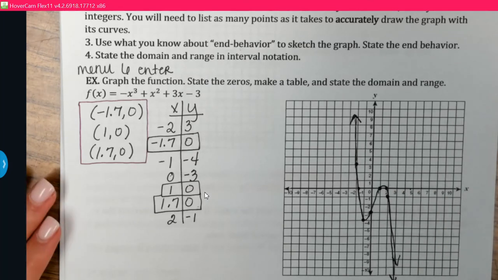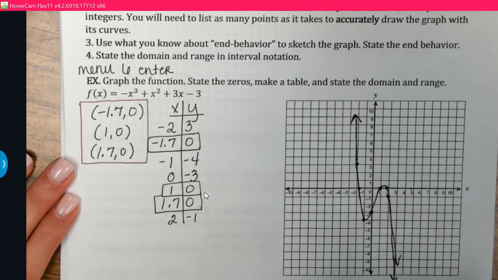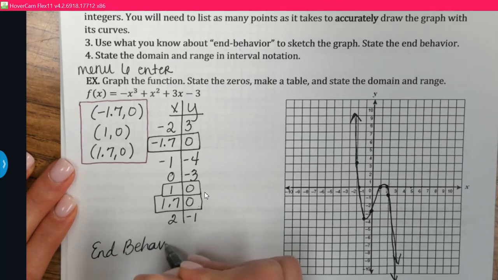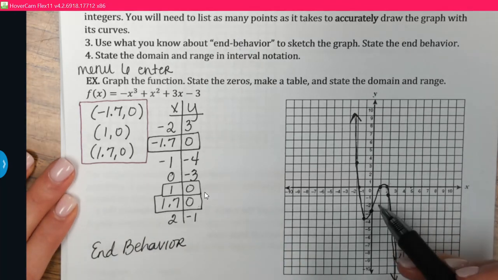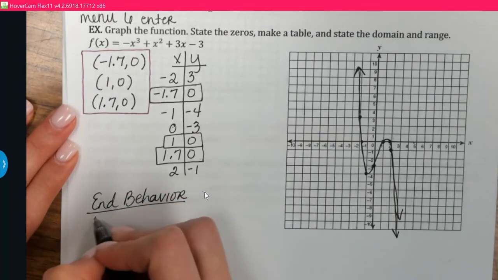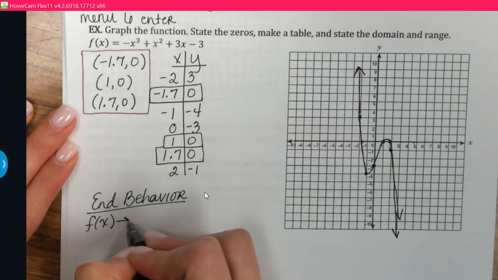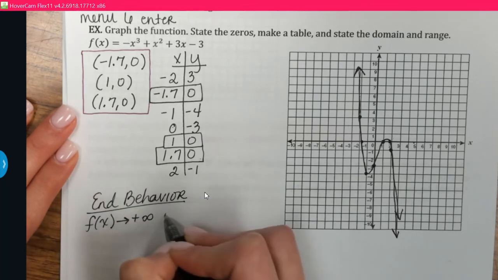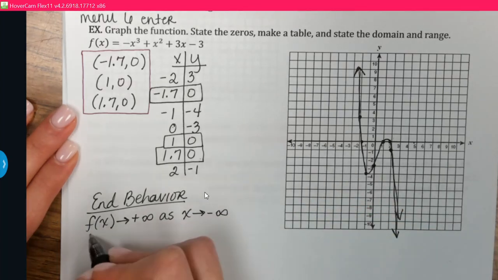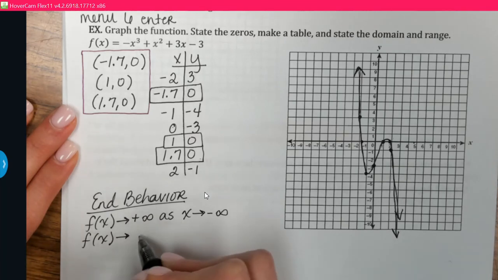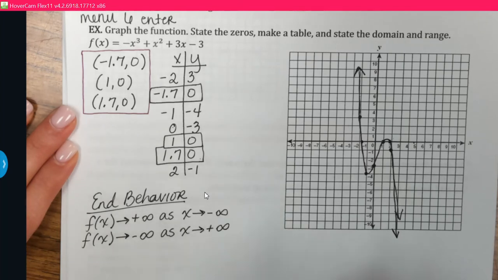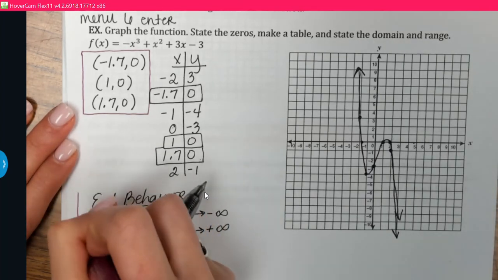Okay, so once I draw that, I need to state the end behavior. So my end behavior, okay, I'm going to do it as x goes to negative infinity and as x goes to positive infinity. So my end behavior, my function approaches positive infinity as x approaches negative infinity, meaning going to the left, and my function approaches negative infinity as x approaches positive infinity to the right. So that's my end behavior.